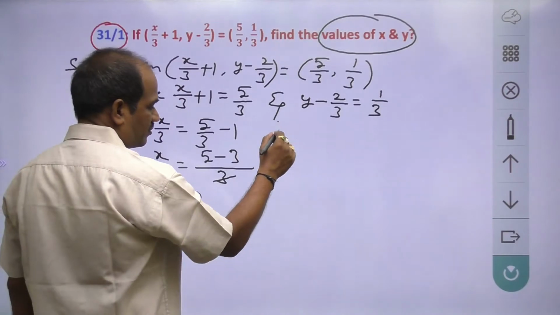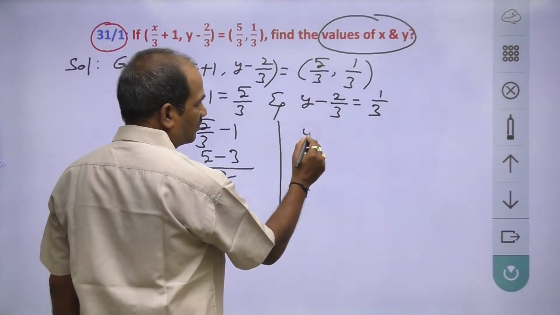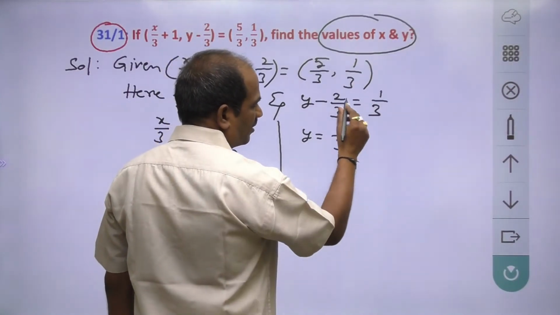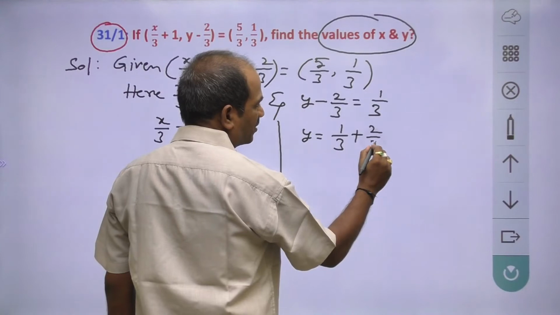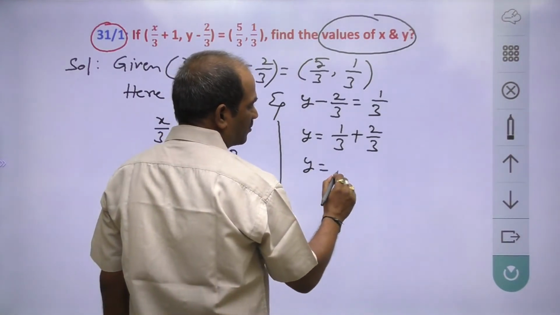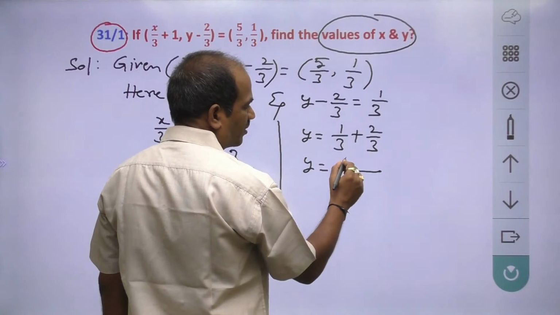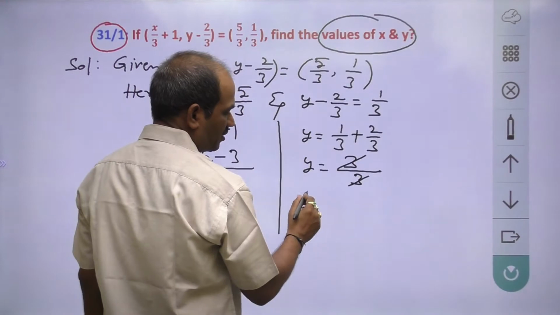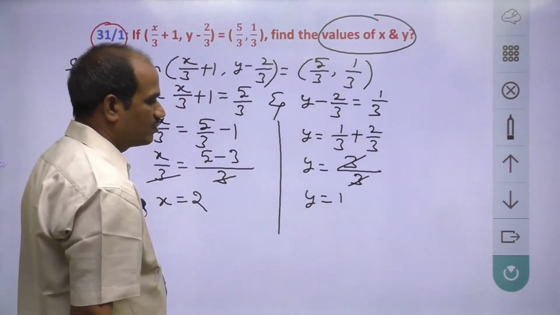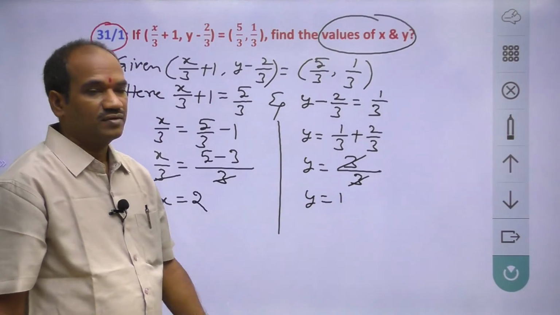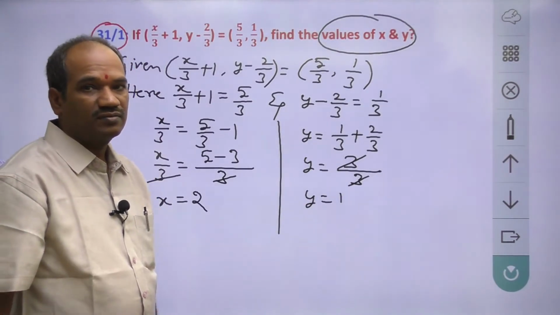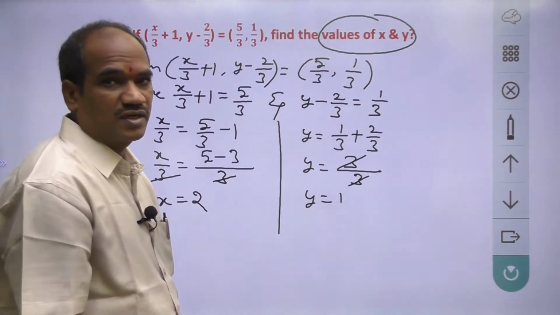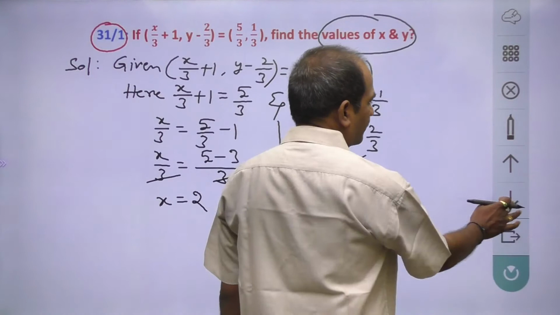Next, the y value. y is equal to 1/3 plus 2/3. Take the LCM, which is 3. So 1 plus 2 is 3. The 3 gets cancelled. So y is equal to 1. So the x value is 2 and the y value is 1. Right, write this question one time. Next problem.